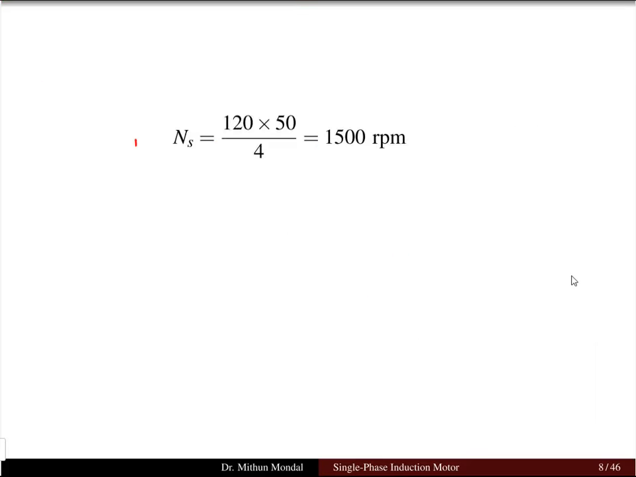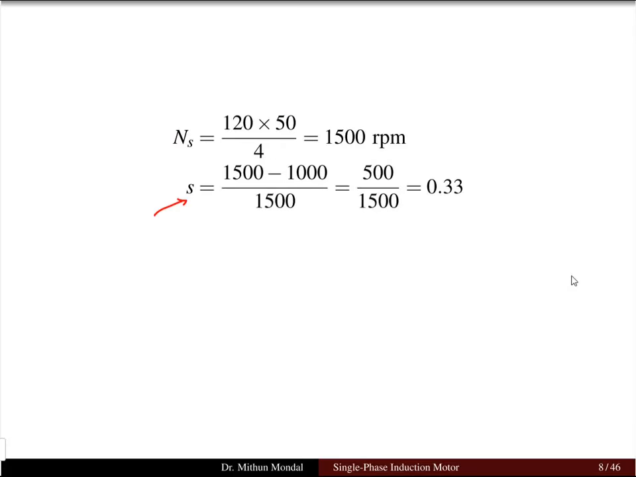First, we need to calculate the synchronous speed, again with the formula 120 F by P. The frequency is given to be 50 Hz and the number of poles is 4. So we get 1500 RPM as the synchronous speed. The slip we can calculate from the synchronous speed, which is 1500 RPM, and the actual speed of the rotor, which is 1000 RPM, divided by the synchronous speed. That gives 0.33.